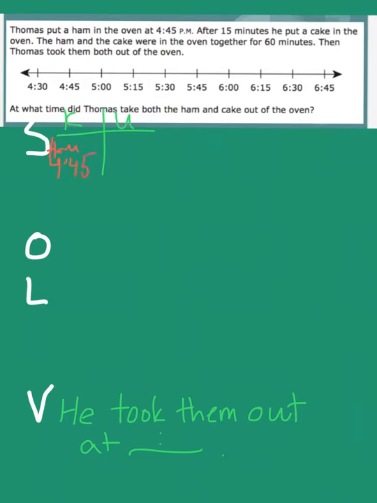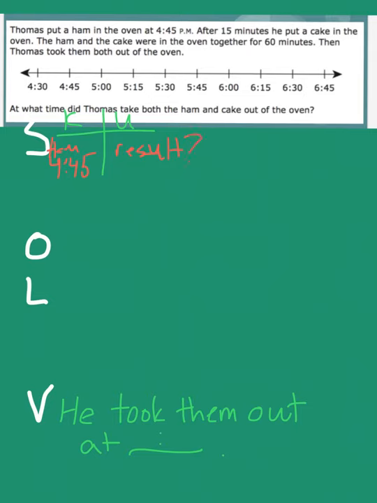Sorry about that. Our ham went in at 4:45. After 15 minutes, he put a cake in the oven. The ham and the cake were in the oven together for 60 minutes. Then Thomas took them both out of the oven. What time did Thomas take both the ham and the cake out of the oven? So we don't know our result. We do not know what time they came out of the oven.